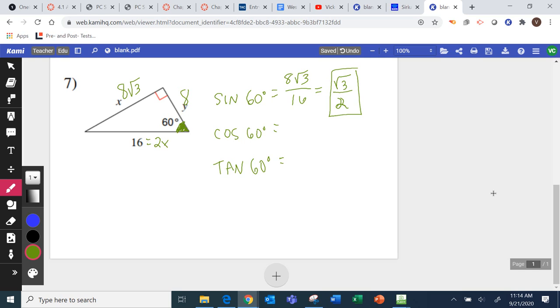Cosine 60 degrees would be the adjacent to 60. The adjacent to 60 is touching 60, but not the hypotenuse. Chris, what's the adjacent? Adjacent to the 60-degree angle is 8. Then we put that over the hypotenuse, 16, and we get a half. For the tangent of 60, we put the opposite over the adjacent. The opposite I've already listed was 8 square root 3. The adjacent is 8. I can reduce that, and I get square root 3.